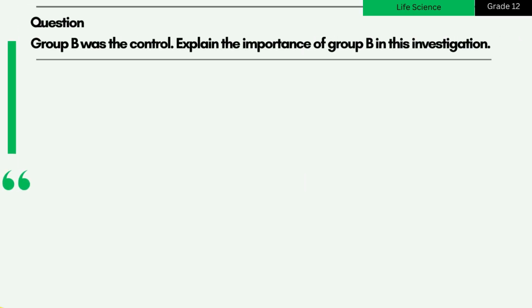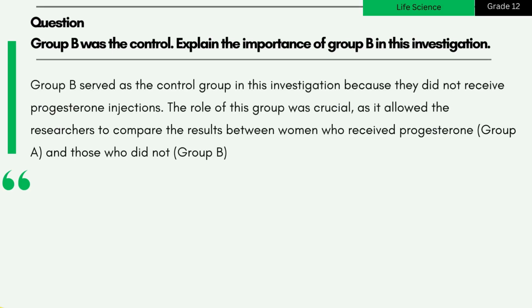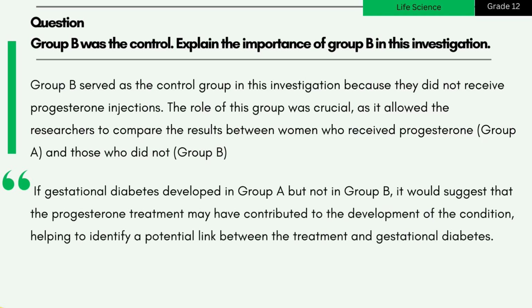Question. Group B was the control. Explain the importance of Group B in this investigation. Group B served as the control group in this investigation because they did not receive progesterone injections. The role of this group was crucial, as it allowed the researchers to compare the results between women who received progesterone in Group A and those who did not in Group B. If gestational diabetes developed in Group A but not in Group B, it would suggest that the progesterone treatment may have contributed to the development of the condition, helping to identify a potential link between the treatment and gestational diabetes.